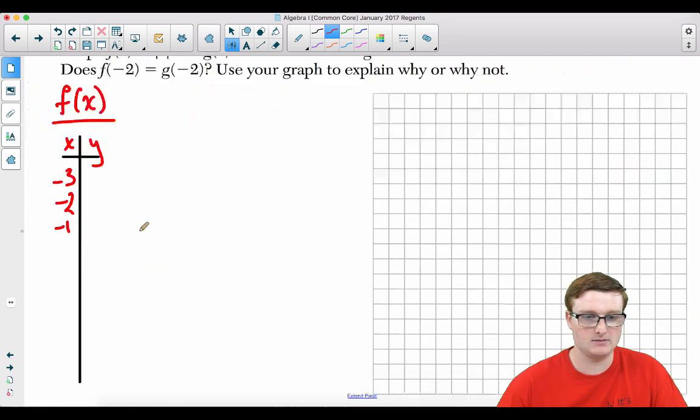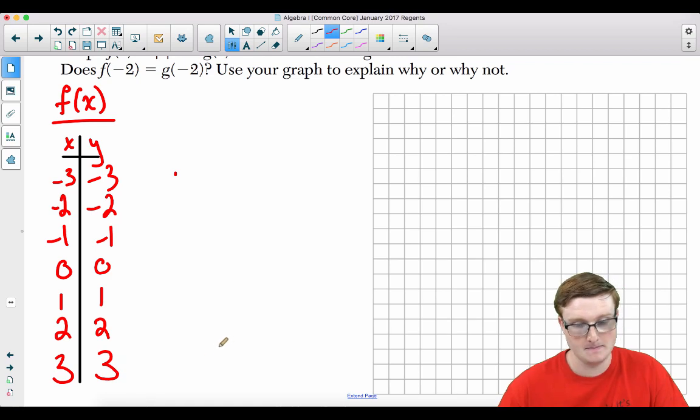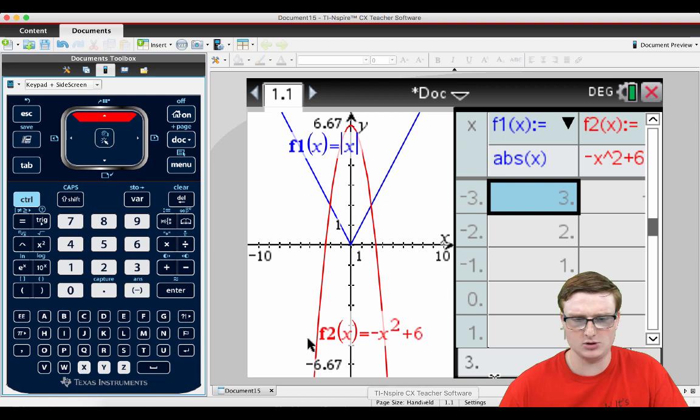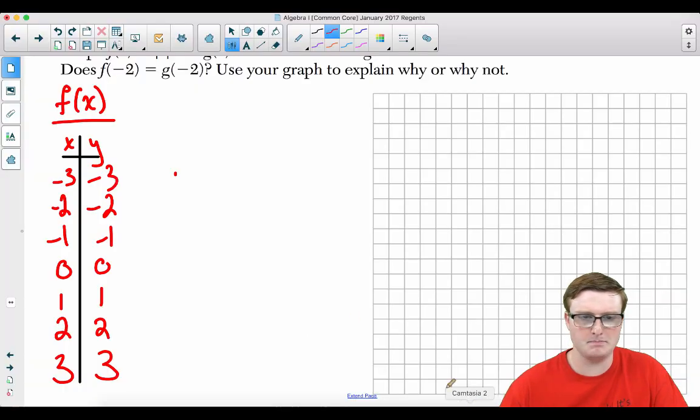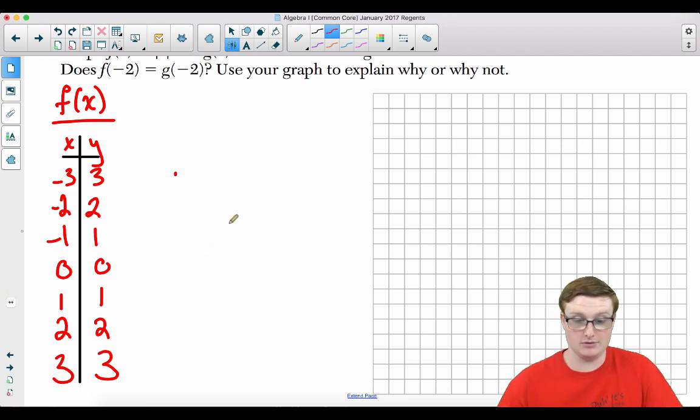I need to zoom in. My head's probably going to be in the way. I promise I'll move my head. -3, -2, -1, 0, 1, 2, 3. And we get -3, -2, -1, 0... No, I'm sorry. That doesn't make any sense. That should be positive. That should be +3, +2, I don't know why I wrote that. My apologies. +3, +2, +1, 0, +1, 2, 3.